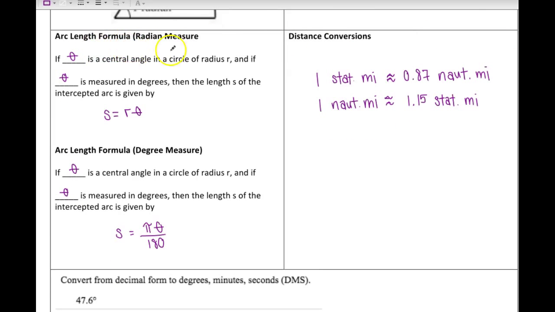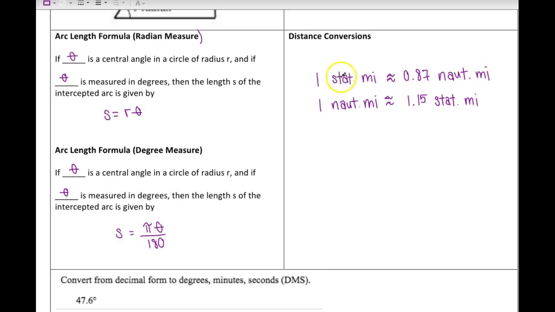Okay, arc length formula, and there should be a parentheses here. Radian measure. If theta is a central angle in a circle of radius r, and if theta is measured in radians, then the length s of the intercepted arc is given by this equation. The degree measure of this formula, if theta is a central angle, same thing. This is the formula.